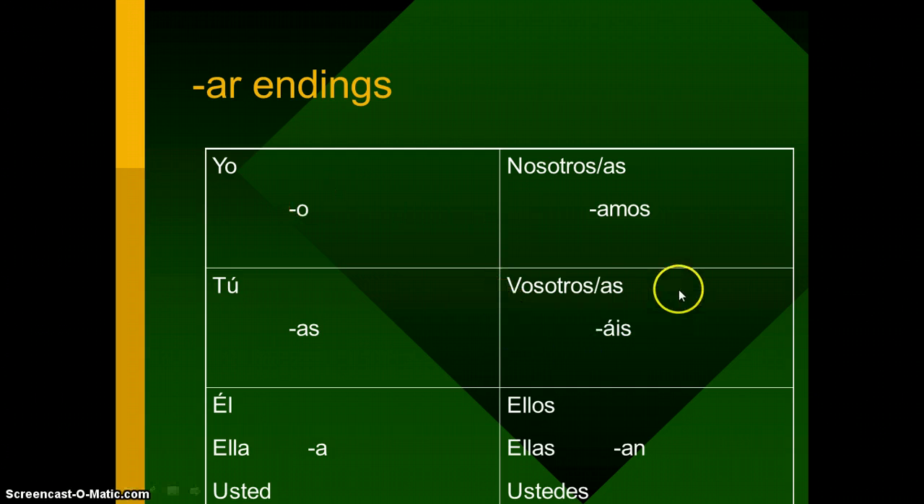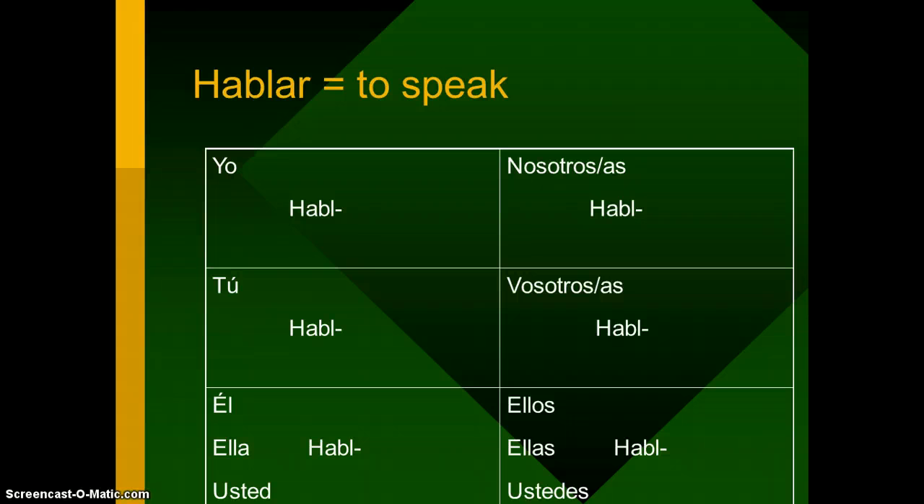And one thing that we need to mention again is that vosotros, meaning you all, is mainly used in Spain. Very few other places use vosotros. So we'll recognize it, but it won't be used as much in our course as it would, say, if you were to travel to España. Alright, let's see how these endings work with the verb hablar.